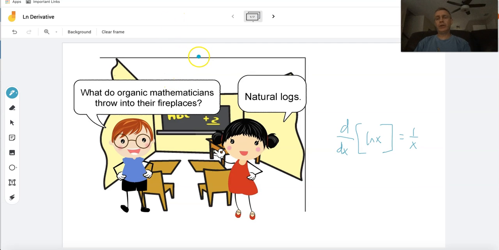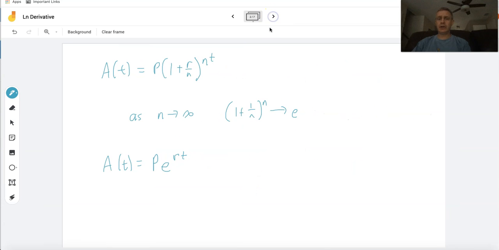Ambrose here with a video on the proof of the derivative for the natural log of x, which in class today we saw was equal to 1 over x. And to help with this actual proof, I just want to first revisit something that you saw in Algebra 2, most likely.